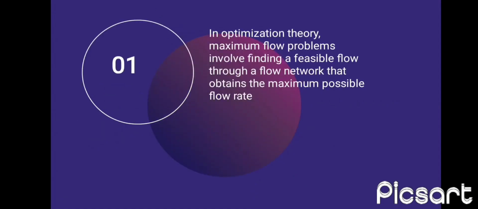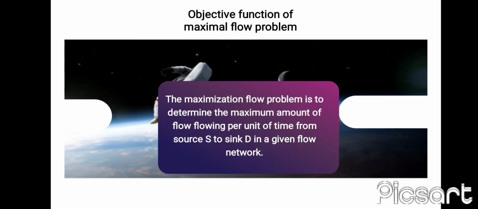The maximal flow problem is part of optimization theory. Maximum flow problems involve finding a feasible flow through a flow network that obtains the maximum possible flow rate. The objective of the maximal flow problem is to determine the maximum amount of flow per unit of time from the source S to the sink D in a given flow network.